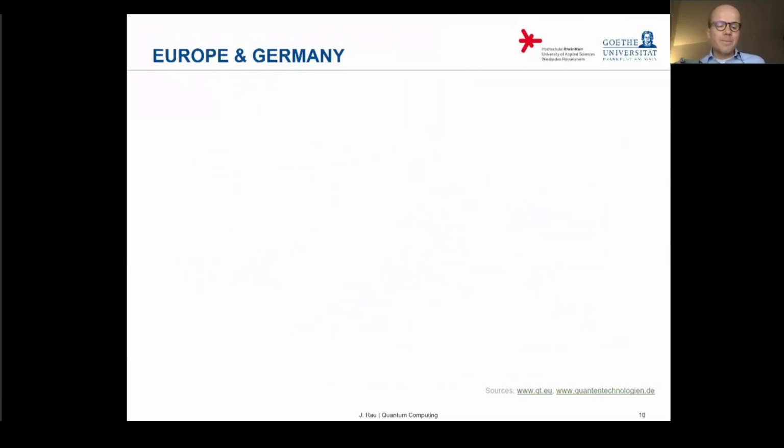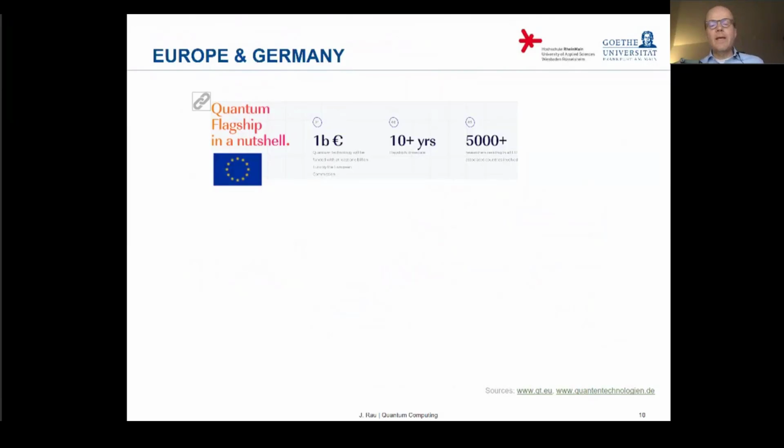There's now, since last year, a major European program. It's called the Quantum Flagship. It's funded by the European Union. I think it's one of only a handful of flagship projects in research and development in Europe. And the European Union will dedicate €1 billion over a period of about 10 years.